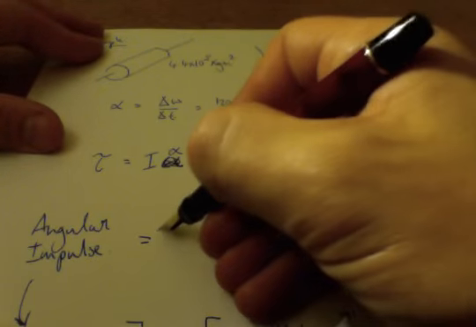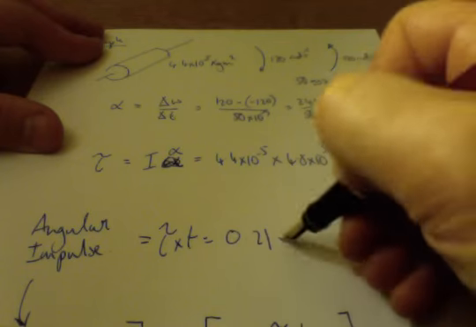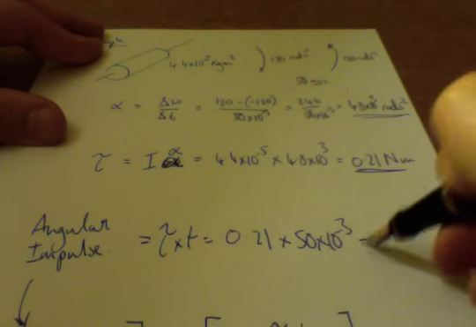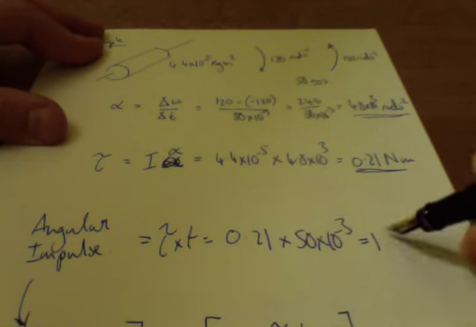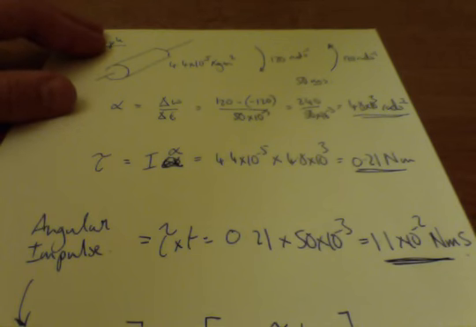The angular impulse, of course, is the torque multiplied by the time. 0.21 multiplied by the 50 milliseconds gives us a grand total of 1.06, so 1.1 times 10 to the minus 2, careful of the unit, Newton meter seconds. Okay, that finishes off the whole topic.